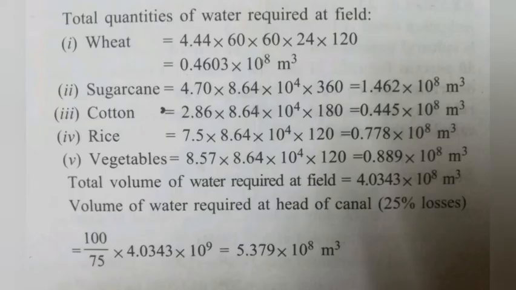So now we know the discharge required, and the base period in days is also given in the question. So now you can find the total quantity of water required at the field for each crop. After finding each crop's total quantity, you can find the total volume of water required at the field in meter cube.